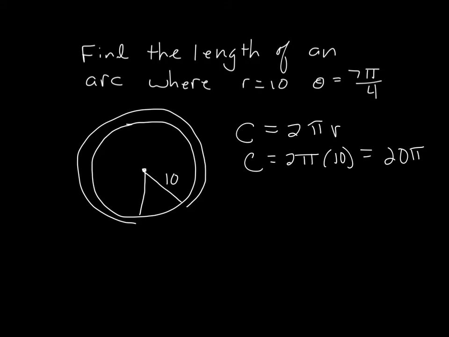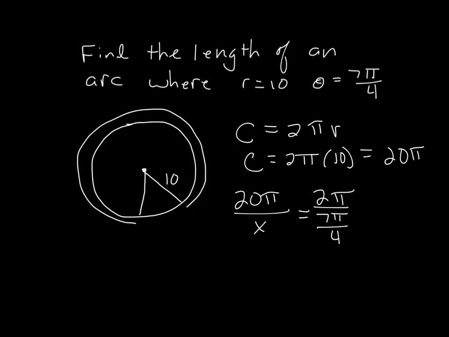And then all we're going to do now is, if we know the whole length, which we know goes with 2 pi, we want to find what length goes with 7 pi over 4.